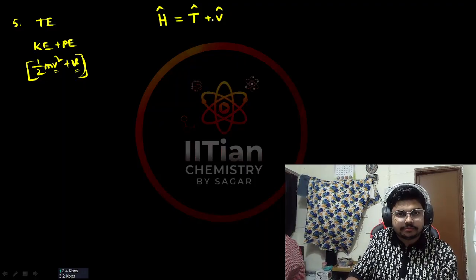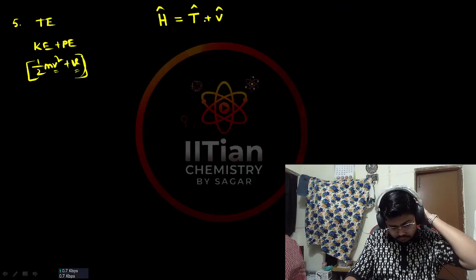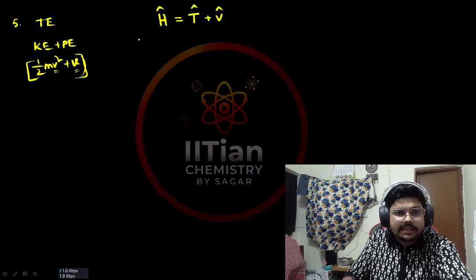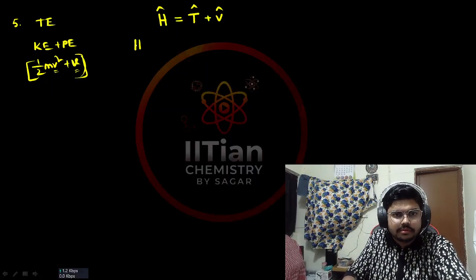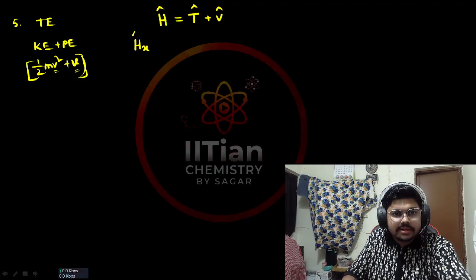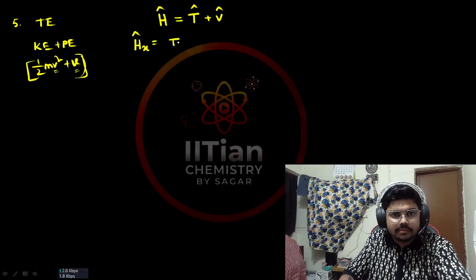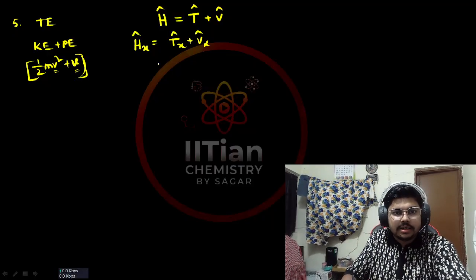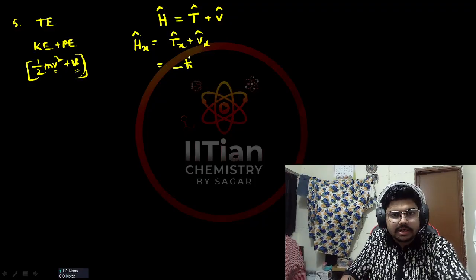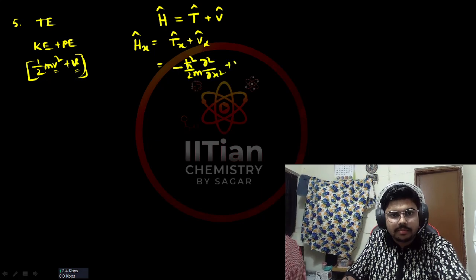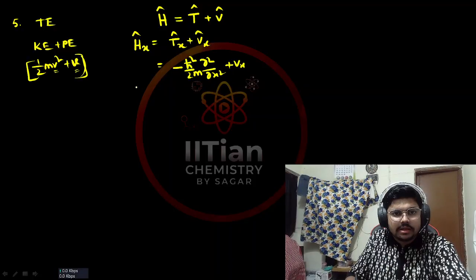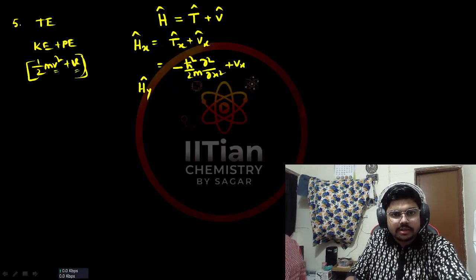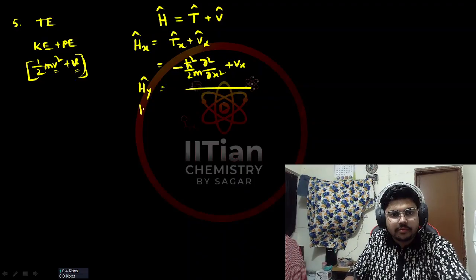Now, if the particle is in the x direction, the total energy in the x direction will be Tx plus Vx. Tx means minus h cut square by 2m del 2 del x2, plus Vx. Similarly, we can write it for the y direction. Similarly, we can write the total energy in the z direction.